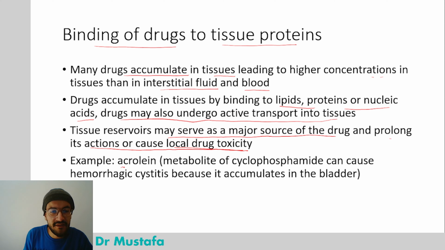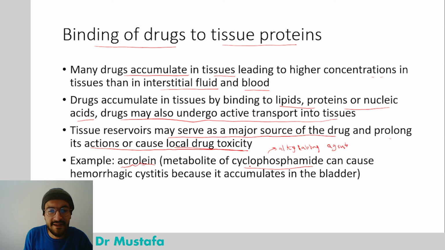An example would be acrolein. Acrolein is a metabolite of cyclophosphamide. Cyclophosphamide is an alkylating agent used for anti-cancer therapy and used for some connective tissue diseases.